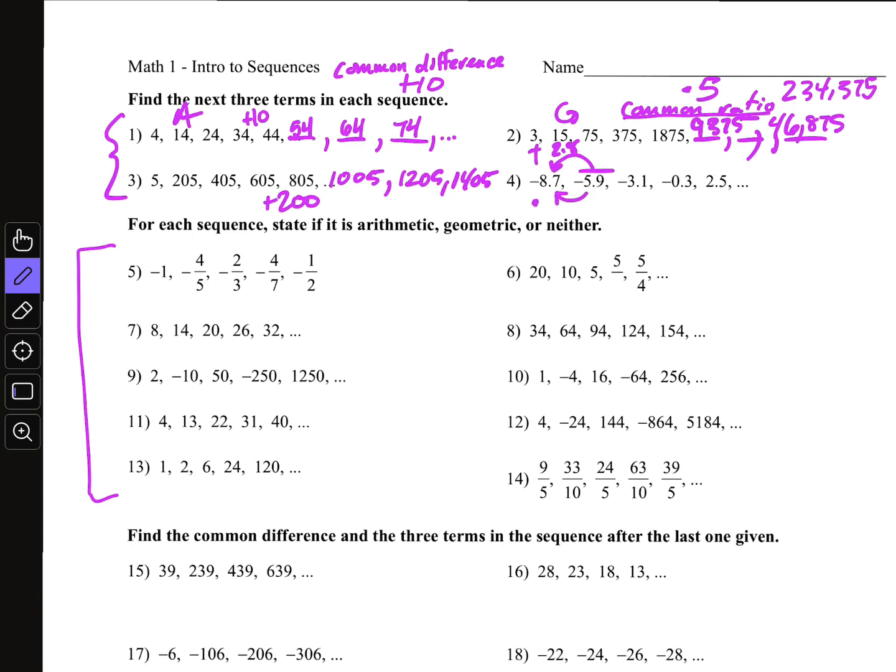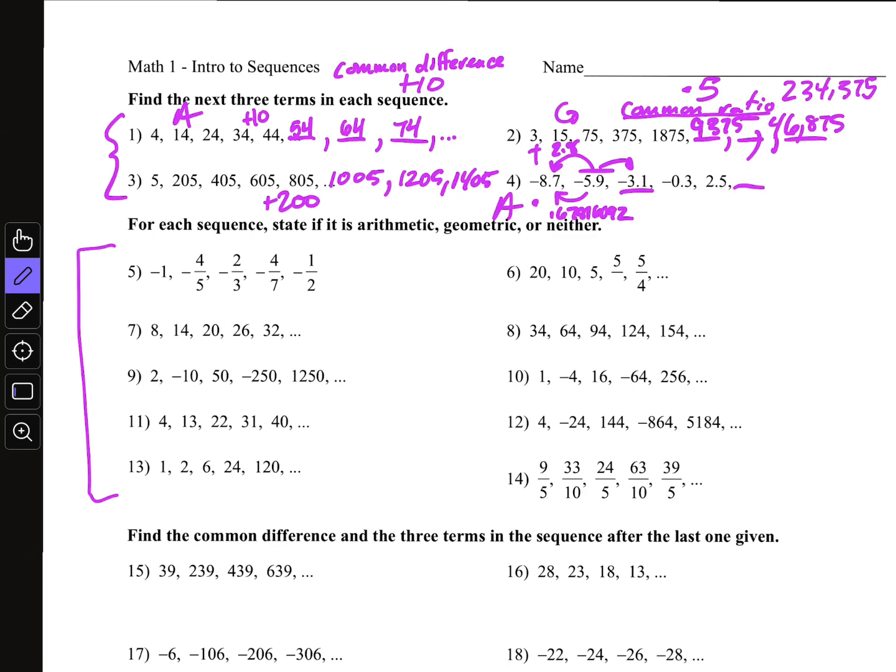If I wanted to check the multiplication, I could take negative 5.9 and divide by negative 8.7, and I'd get 0.67816092. And then I can check it going forward. I always like to check the addition or subtraction first because it's easier. So if I add 2.8 to negative 5.9, that gives me negative 3.1. So this is another arithmetic, and we are adding 2.8.